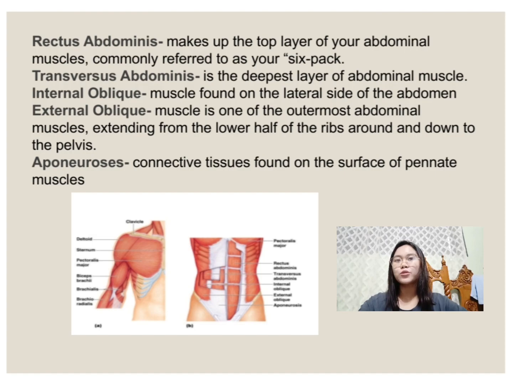The transversus abdominis is the deepest layer of abdominal muscle. Our internal oblique muscle is found at the lateral side of the abdomen, while our external oblique muscle is one of the outermost abdominal muscles, extending from the lower half of the ribs around and down to the pelvis. Lastly is the aponeurosis. It is a connective tissue found on the surface of pennate muscles.